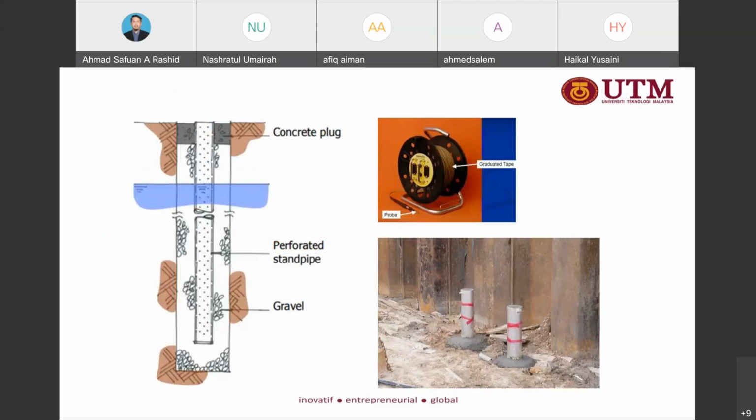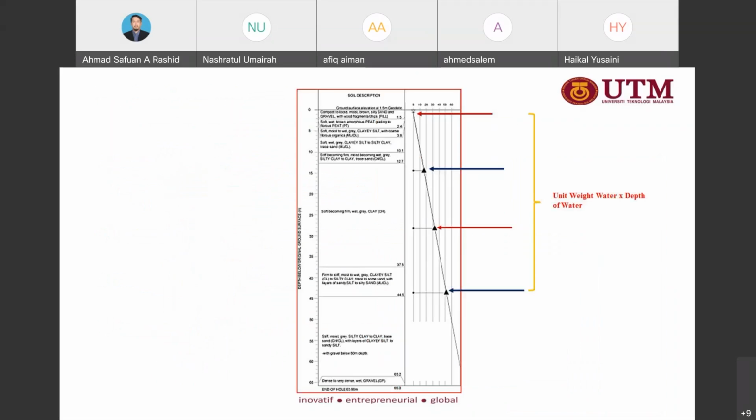So this is an example of the piezometer, and this is an example of the standpipe. Either we use a graduated tape with a probe, or we can use a dip meter, to get the value or the height of the water. So this is the pore water pressure, once we know the height of the groundwater level.